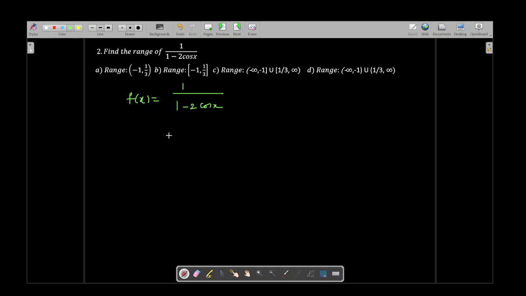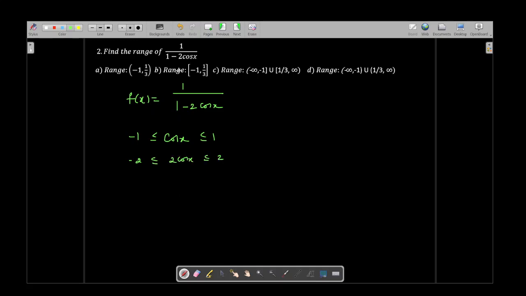So we know the range of cos x. The cos x oscillates between minus 1 to plus 1. The minimum value is minus 1 and the maximum value is plus 1. So I need 2 cos x, so I'll multiply by 2 to this equation. I'll get minus 2 less than or equal to 2 cos x less than or equal to 2.